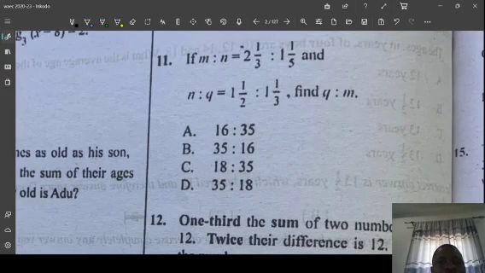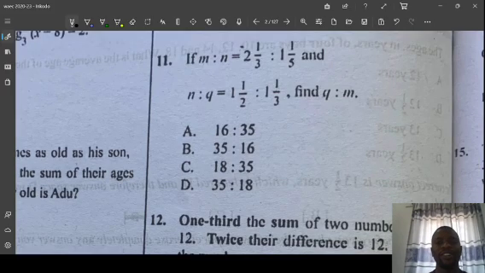All right, you're welcome to question 11 of this WAEC past question. Now, this question looks a bit tricky, but it's actually not. All right, so we are given two ratios: m ratio n as 2 whole number 1 over 3 ratio 1 whole number 1 over 5, and n ratio q as this. Then we are told to find q ratio m. So you notice there's no direct relationship between q and m, but we are asked to find it based off of the information we have from the relationship between m and n, and also n and q.